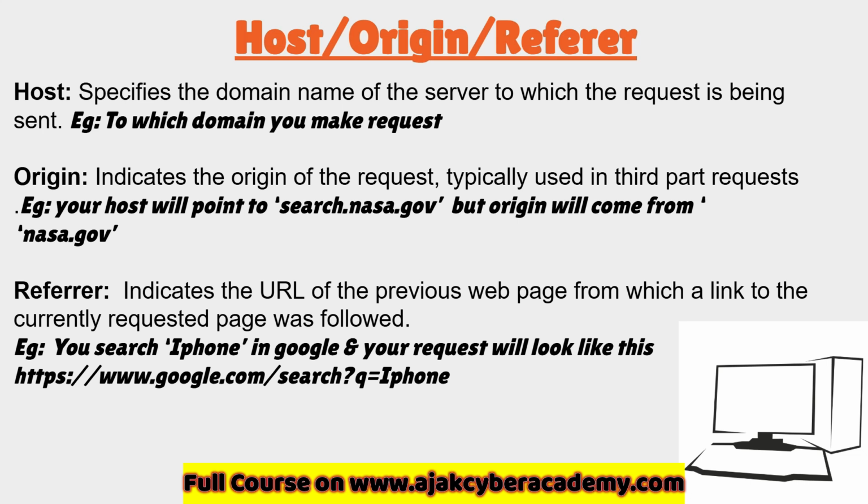So host is something you guys know. If you go into Google Chrome and type facebook.com, that facebook.com will be indicated as the host, so the domain to which you make the request. And origin generally takes place in a third party request, guys. It indicates the origin of the request, typically used in third party requests. Just consider you are going to search a term called AJAK Cybersecurity in the search.nasa.gov subdomain. What will happen there is that AJAK cybersecurity will be fetched from the nasa.gov domain. The host will be pointing to search.nasa.gov, but the answer which we fetch will come from nasa.gov, guys. That's what we call origin.